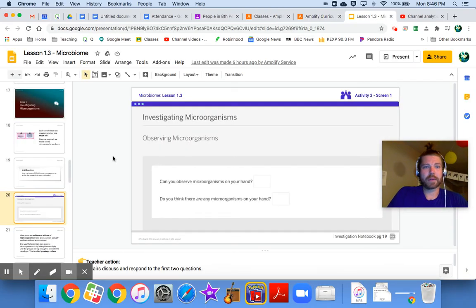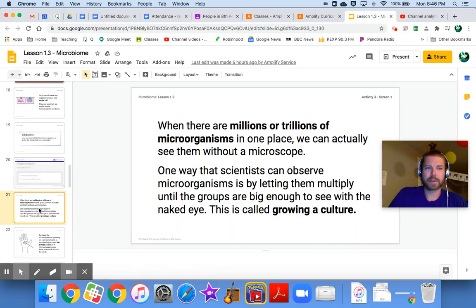We're going to talk about how we could see some of those microorganisms. And here's how we would do it. Sometimes we can see them, even without a microscope. And the reason we can is because there are so many of them.